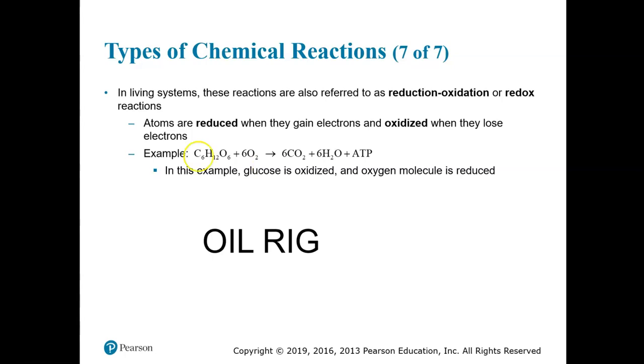So when I see that a substance has lost hydrogen atoms, that one is oxidized. So glucose is oxidized into carbon dioxide. And then the other reactant, oxygen, gains those hydrogen atoms and becomes water. So reduction is gain of electrons in the form of hydrogen atoms. So it is the oxygen that is reduced.